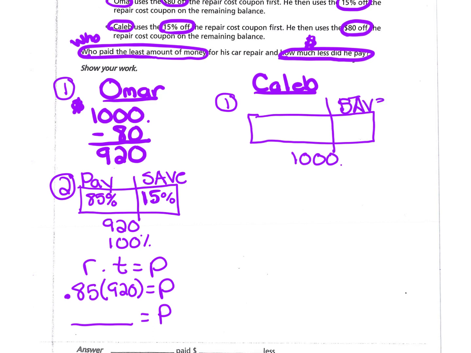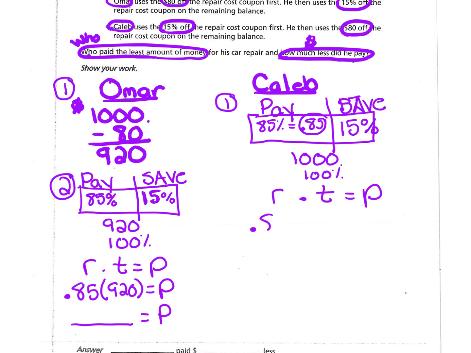This is what he saves, 15%. That means he's going to pay 85% of $1,000, or at a rate of 0.85. So let's use the formula R times T equals P. And we're going to take 85 hundredths times $1,000.